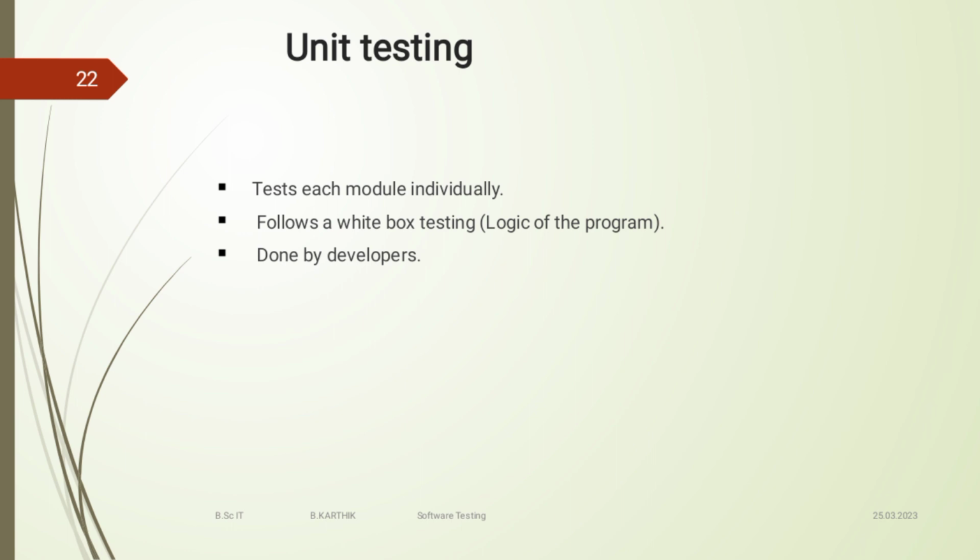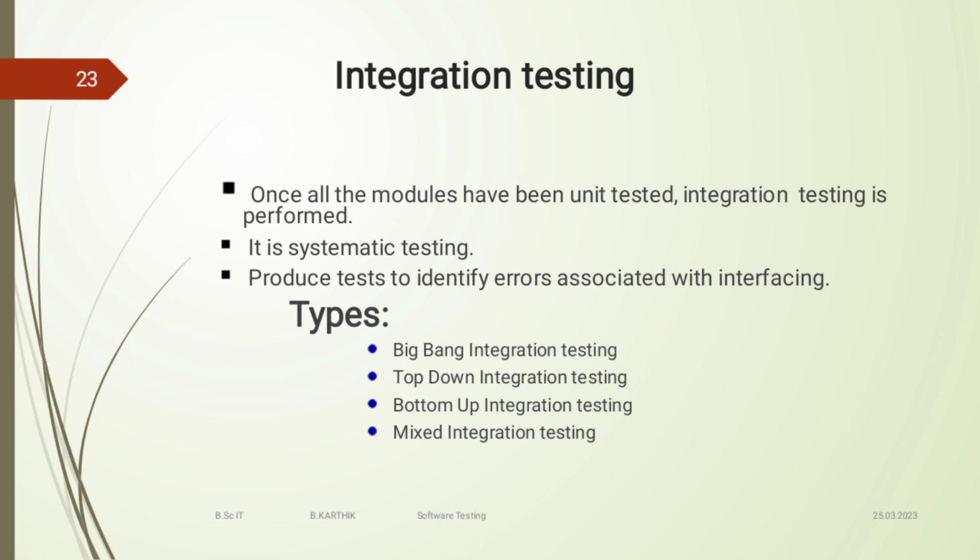In unit testing, the individual forms or individual code can be tested. That is, test each module individually, following white box testing, that is the logic of the program, and it is done by the developers. And the next one is integration testing.